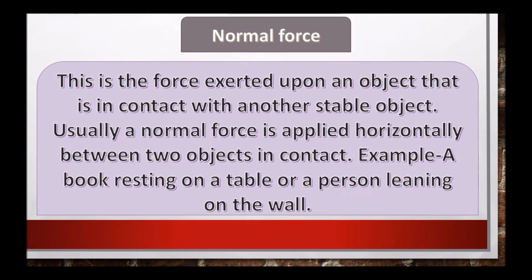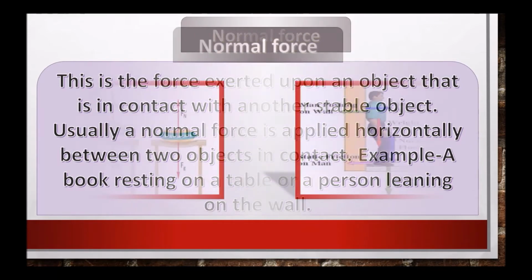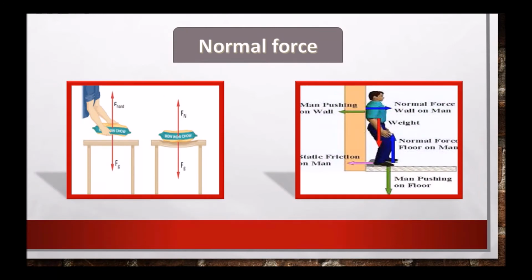Next is normal force. This is the force exerted upon an object that is in contact with another stable object. Usually, a normal force is applied perpendicularly between two objects in contact. Example, a book resting on a table or a person leaning on the wall. Normal force. These are some examples of normal force.